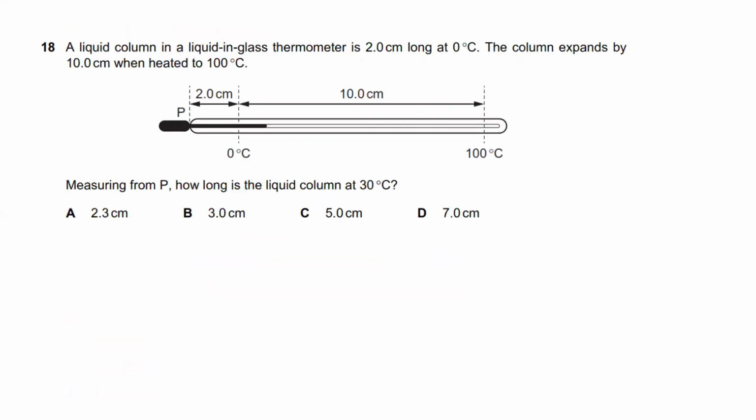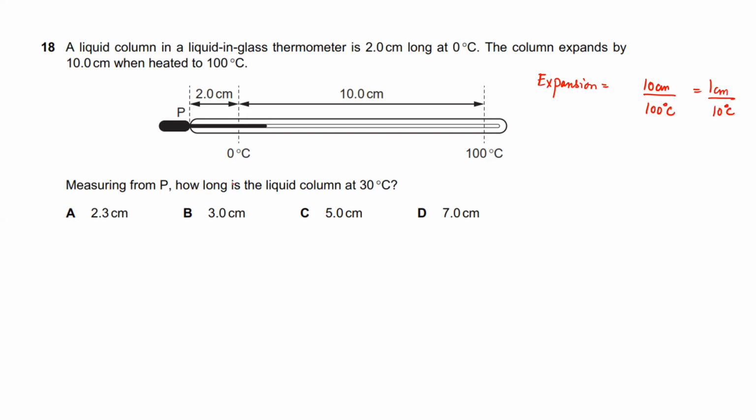The next question, question 18, it says the liquid column in a liquid glass thermometer is 2 centimeter long at 0 degree centigrade. The column expands by 10 centimeters when heated to 100 degrees centigrade. So the rate of expansion is 10 centimeters for 100 degree C, whereas 1 centimeter for 10 degree rise in temperature.